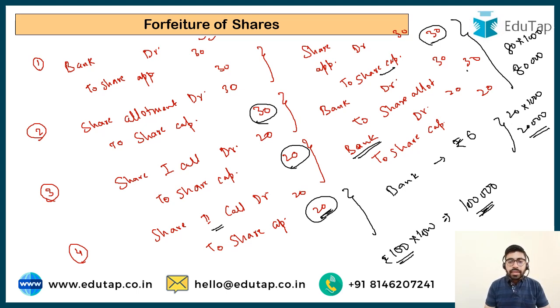And the share second call was not received from Mr. Sahil by the company. So this share second call was debited by rupees 20. So the effect of this is to be reversed. So by the balance rupees 20, this is to be reversed. So by 20,000, we are going to again credit the share second call account.